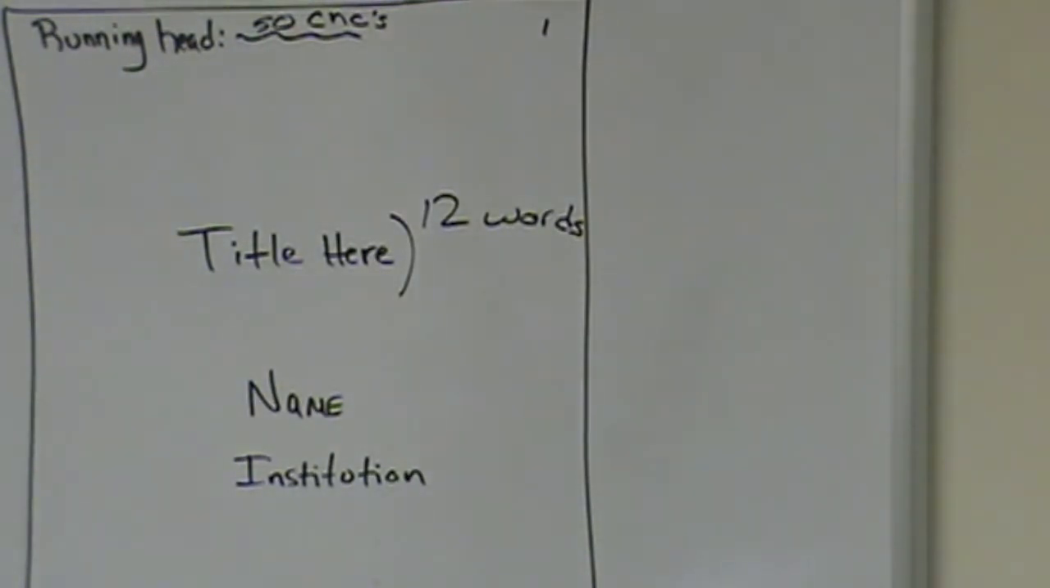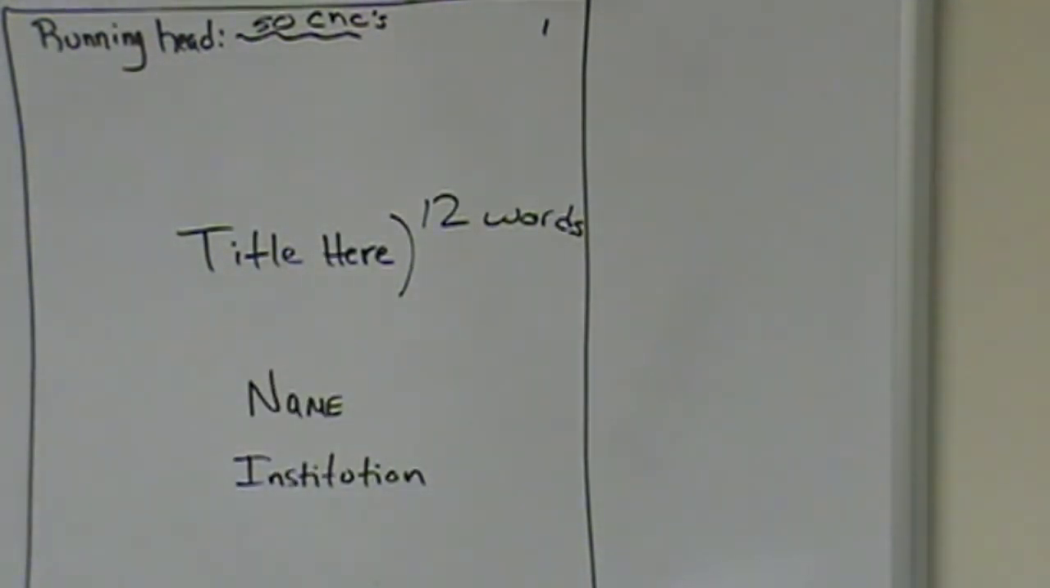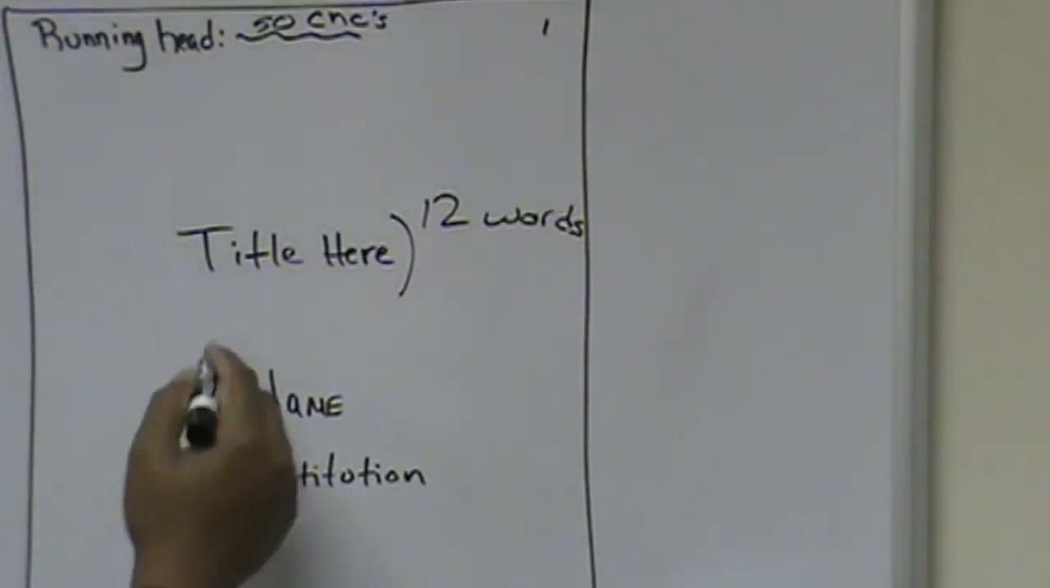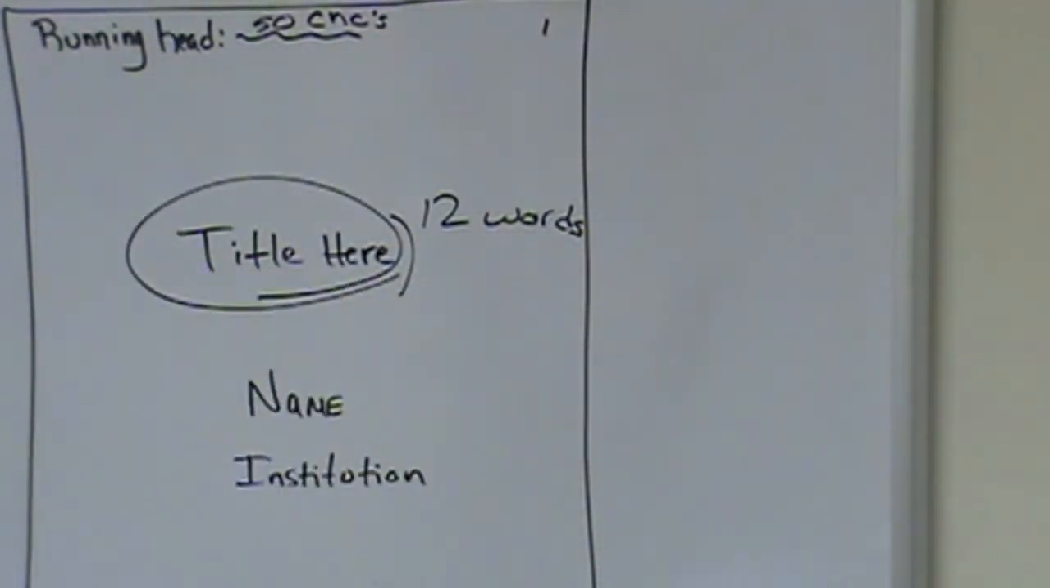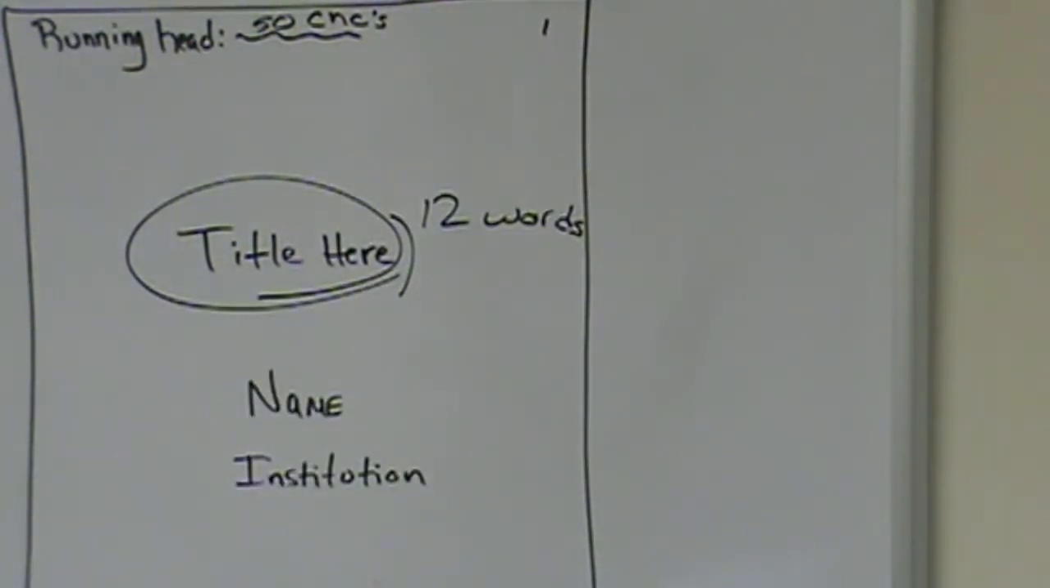For example, if your study is on exercise treatment for high school students with ADHD, all of those variables should be mentioned in the title somewhere and somehow. So 12 words, upper and lower case, centered. You'll notice here it's centered. And it's not bolded, it's just regular 12-point font, not italicized or bolded.